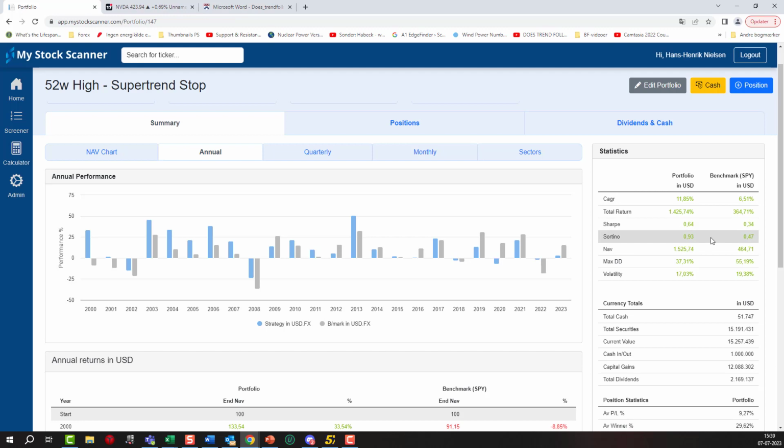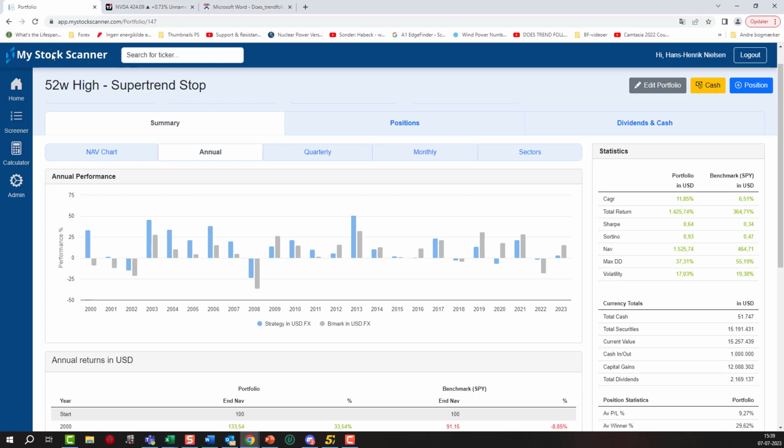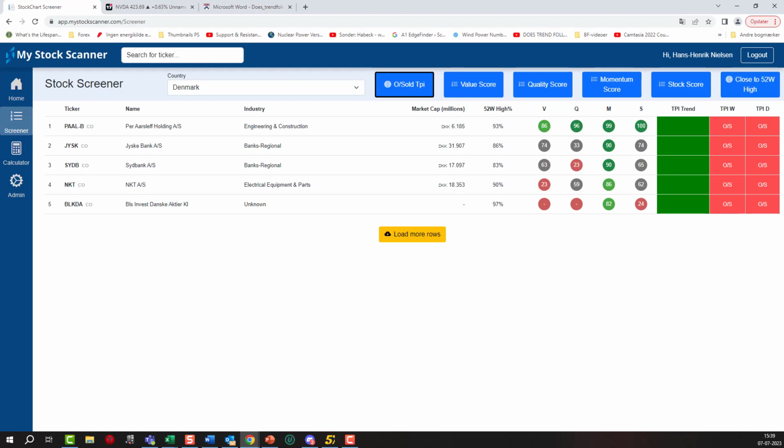Now, how do we find these stocks? Well, of course, you can go through the stocks one by one here in TradingView, but as you know, we are soon coming out with this My Stock Scanner. And in here we have a screener. There will be a lot more things to screen for in the future. But when we are looking at this, we can see this.